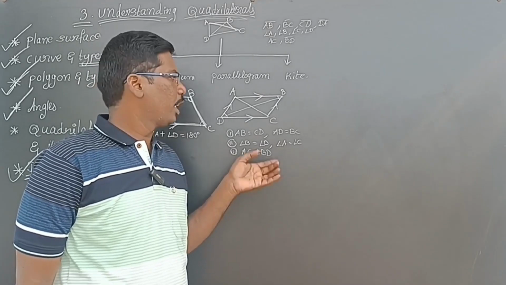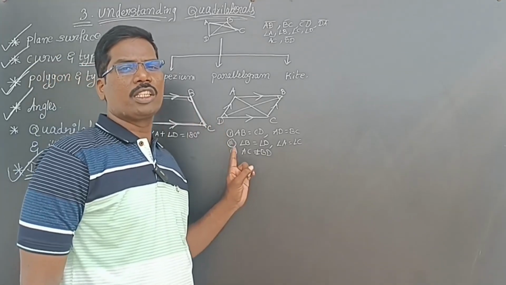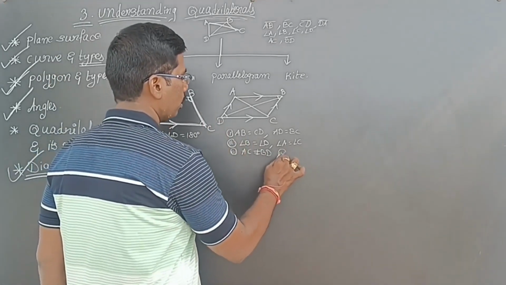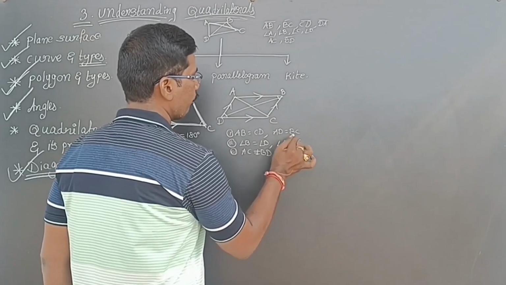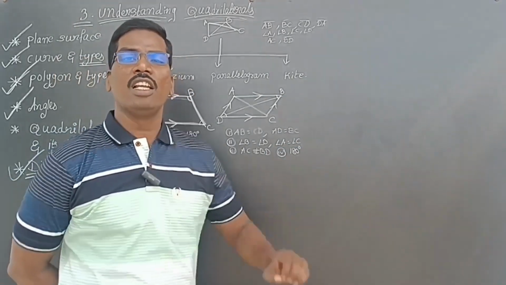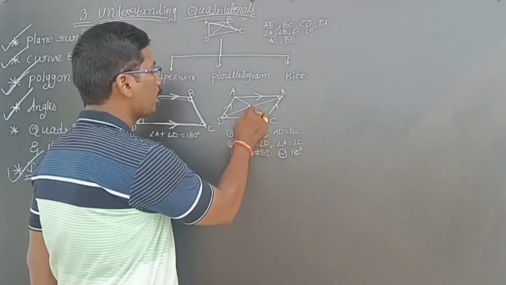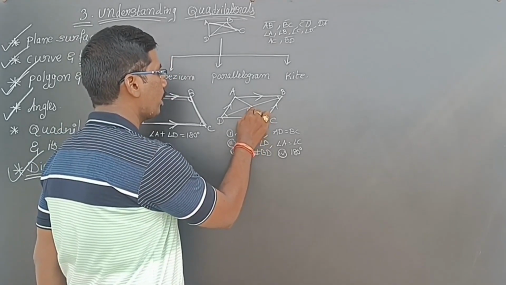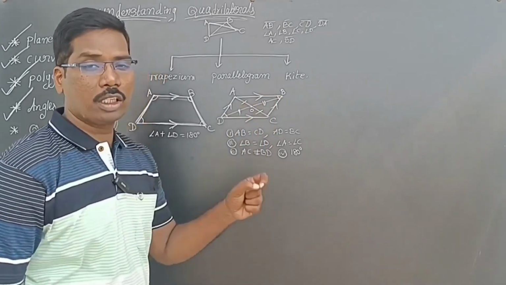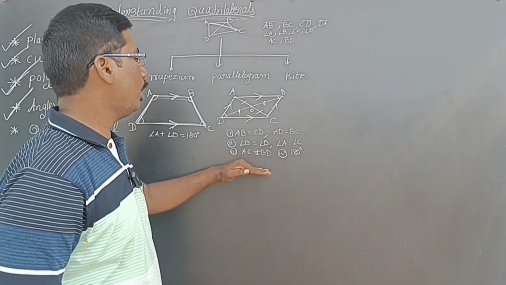And if you take any two adjacent angles of a parallelogram, they are supplementary angles. These are the most important. And diagonals are bisecting each other. This part is equal to this part and this part is equal to this part. So diagonals are bisecting each other. These are the properties of the parallelogram.